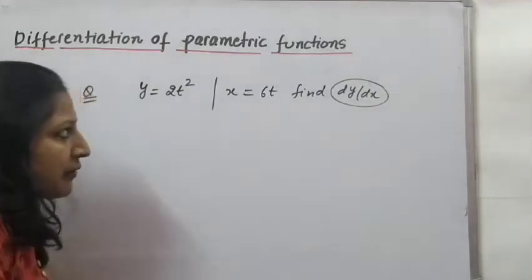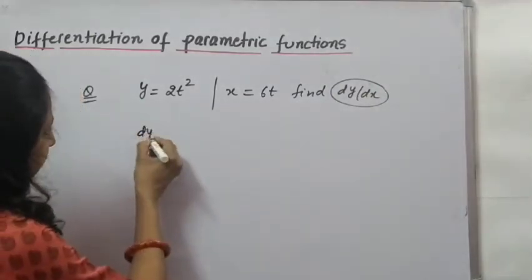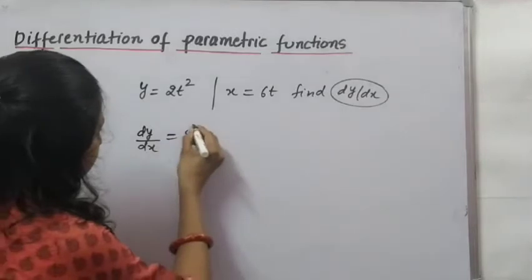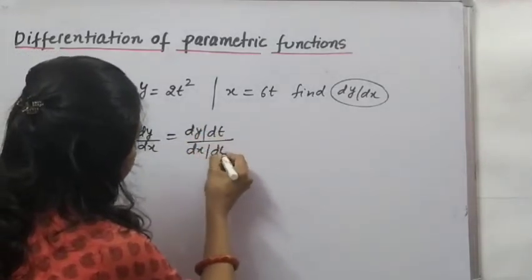So how will we find dy by dx? There is a formula, and the formula is dy by dx is equal to dy by dt upon dx by dt.